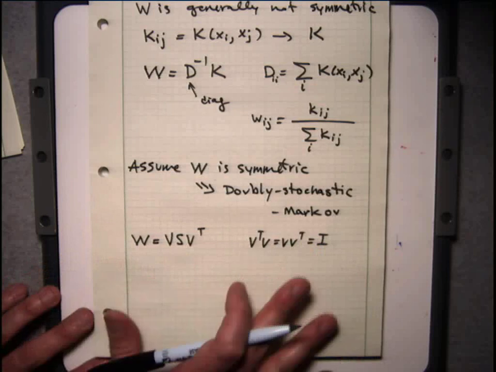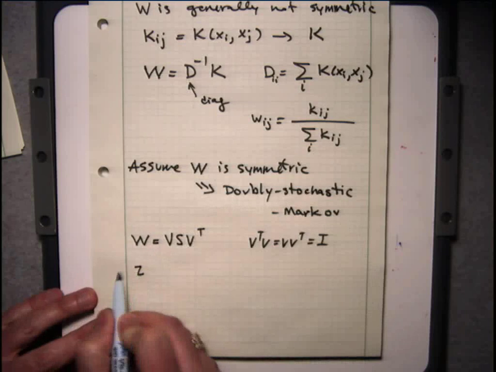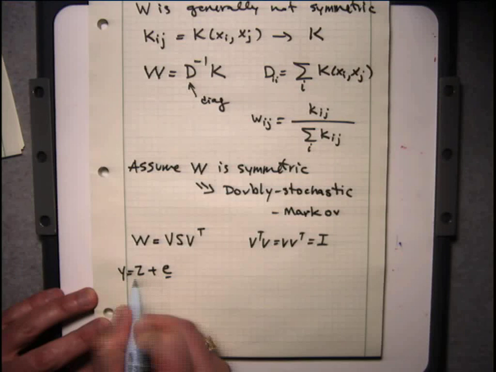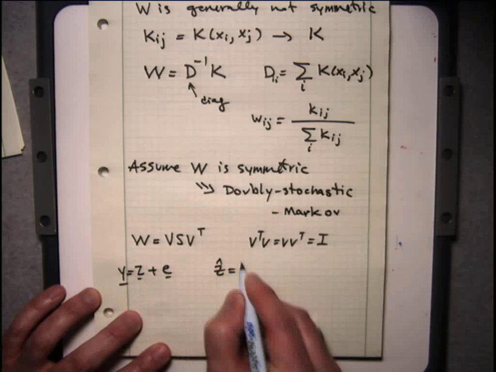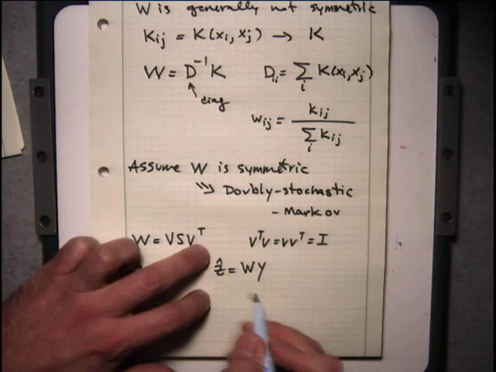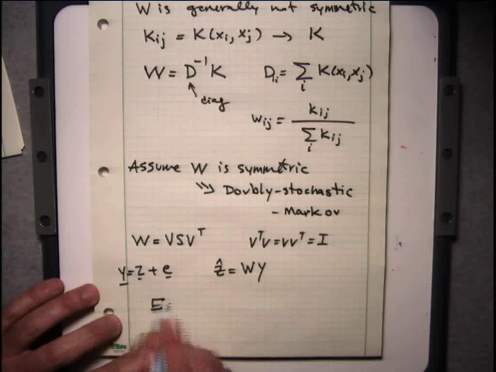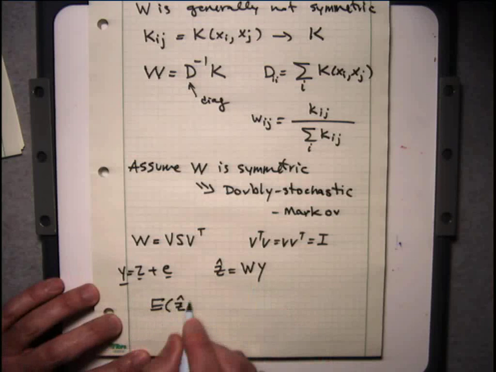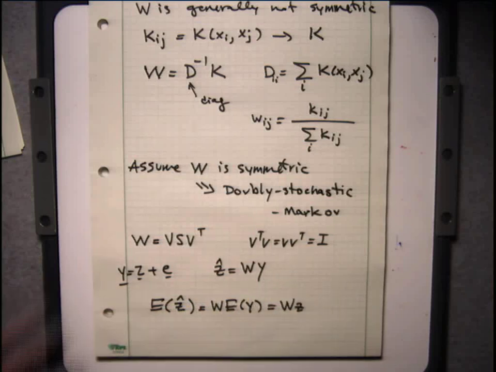All right, now with this setup in place, I can study the performance of the filter with this matrix formulation in a lot more clean and tidy way. Let me just remind you, again, in vector form, y is equal to z plus e. And what we're going to do is z hat is equal to W times y. This is the non-parametric estimate of the signal given the noisy measurements y. So now, the expected value of z hat is equal to W times the expected value of y, which is W times z.